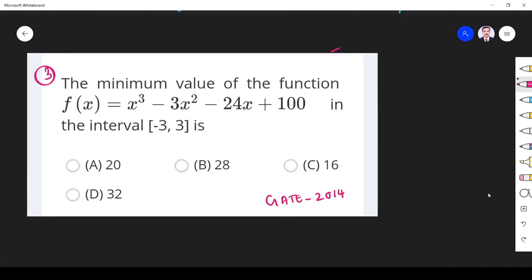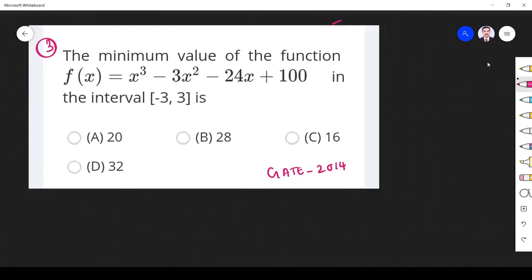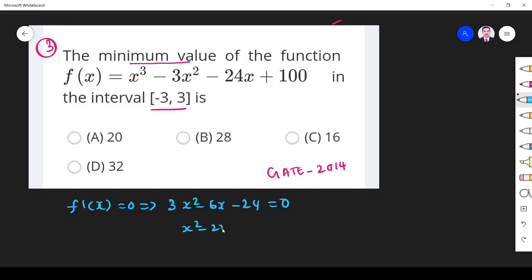It is also like the same problem. Here you see they ask minimum value and they give the function and the interval also. Okay, we follow the same procedure. First, we find f dash of x and equate it to 0. f dash of x is nothing but 3x squared minus 6x minus 24, equate it to 0. So simplify it, x squared minus 2x minus 8 is equal to 0. This will give x is equal to 4 and minus 2.